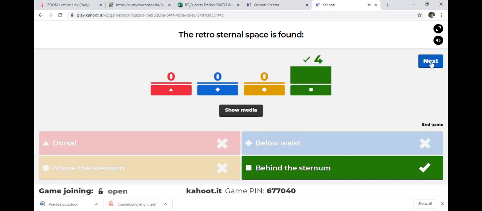Good. Behind the... You said 4 people. You didn't get that? Behind the sternum. Retrosternal is behind the sternum.